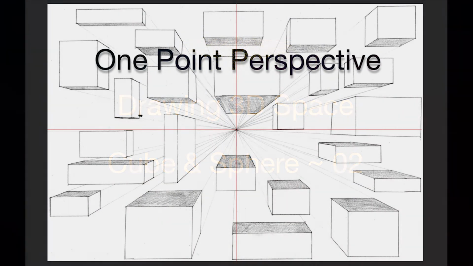Testing 1, 2, 3. So we're starting here in 1 point perspective, and I've got to figure out how to get my mouse.